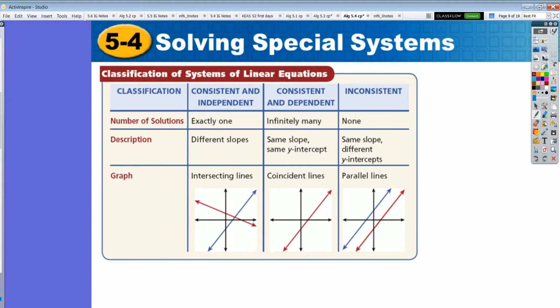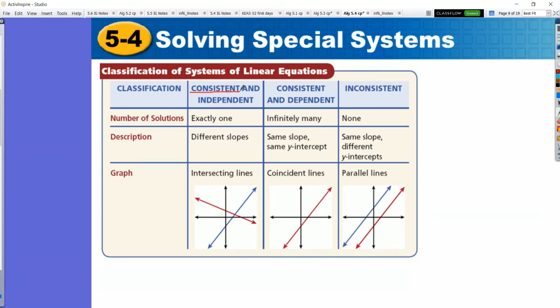Okay, so here's a chart that lays out the different types of groups of systems that we have. We really just have two categories: consistent and inconsistent. They can fall under the consistent category or inconsistent. Inconsistent means that you have parallel lines. They're never going to cross. Consistent systems have solutions to them.